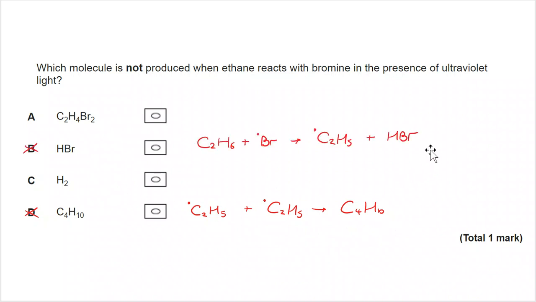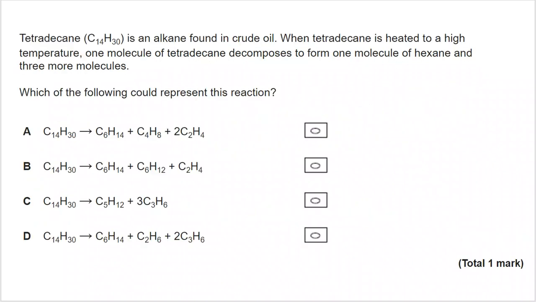If I then look at HBr, that's one of the products in the standard mechanism that we look at. And I've given an example that we can see there. And if I look at C2H4Br2, well, it's entirely reasonable. We could end up with a CH2Br and a CH2Br combining to make C2H4Br2. The correct answer is therefore C. And remember, we don't get hydrogen radicals. We're simply not going to get hydrogen made. Next question for you.